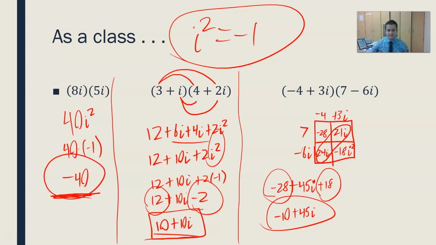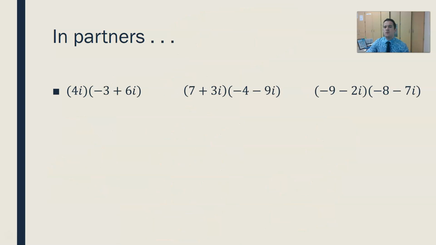Okay, let's do a couple more examples. Let's do this one. We have 4i times negative 3 plus 6i, so I just have one term multiplied by two terms. I'm going to go ahead and distribute. Everything in the first parentheses needs to be multiplied by everything in the second parentheses. 4i times negative 3, that's negative 12i. 4i times 6i is a positive 24i squared.